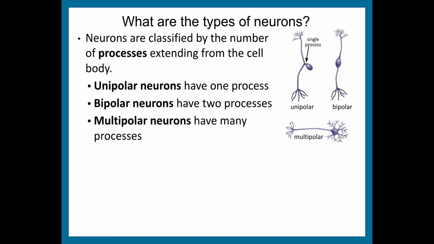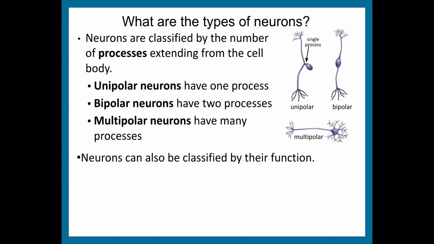So in the image here, I've labeled the first, there is unipolar. Now, you may see two extensions coming from that one, but notice they have the same point of origin. So there's a single process there. A bipolar neuron has two points of origin, okay? But then a multipolar neuron looks like this large kind of branching tree at the end.